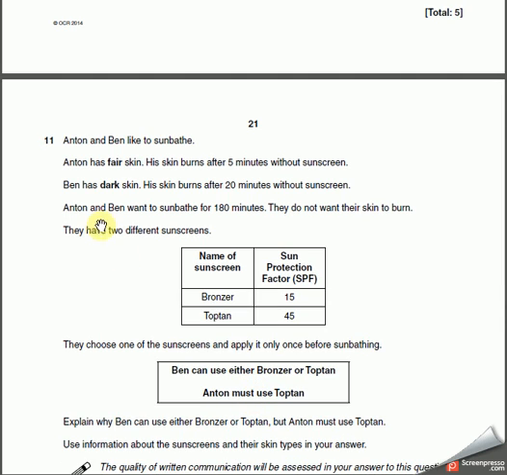Okay, now, Anton and Ben like to sunbathe. Anton has fair skin. His skin burns after 5 minutes without sunscreen. Ben has dark skin. His skin burns after 20 minutes without sunscreen. Anton and Ben want to sunbathe for 180 minutes. They do not want their skin to burn. Obviously, they don't. Here are the two different sunscreens, bronzer and top tan. And this question is obviously about SPF. SPF 15 for bronzer and 45 for top tan.